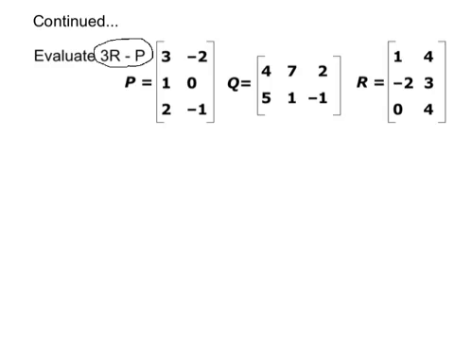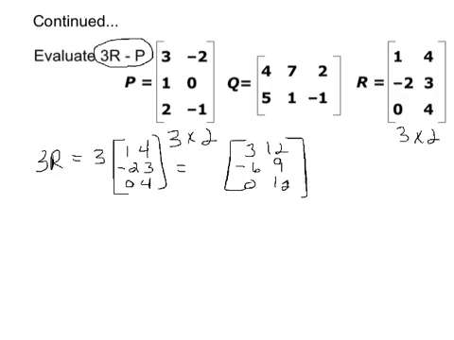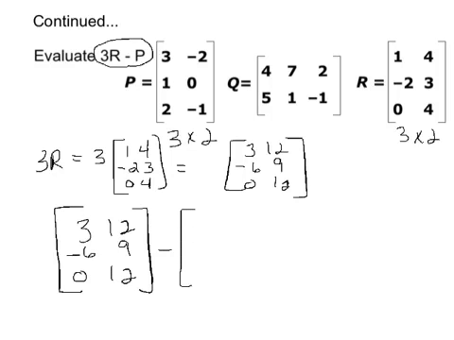Evaluate 3r minus p. If you look, this is a rows by columns, rows by columns. I take 3 times r minus p. First, let's see what 3r is. 3 times this matrix. 3, 12, negative 6, 9, 0, and 12. So 3r, minus p.